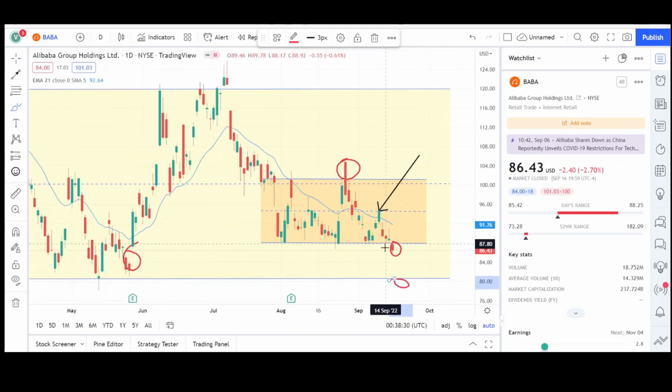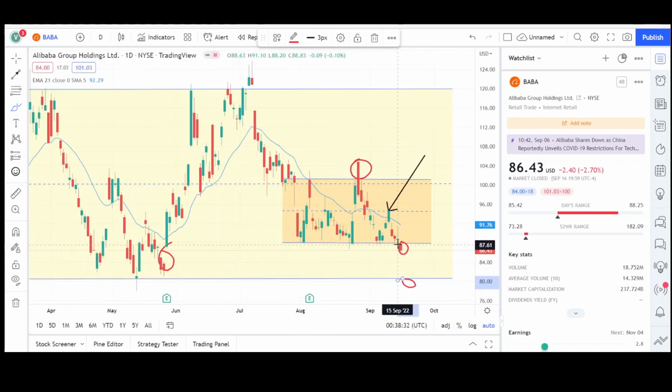So if this breakout doesn't fail, which I don't think it will, and if it does fail, that means we're going to come back inside this orange range and trade inside of it, maybe even go back all the way to the highs at the $100 level.